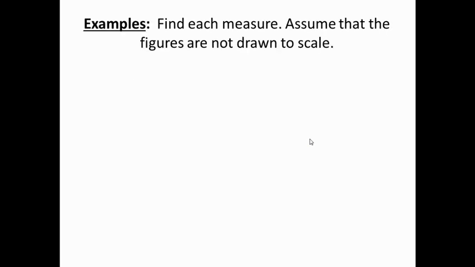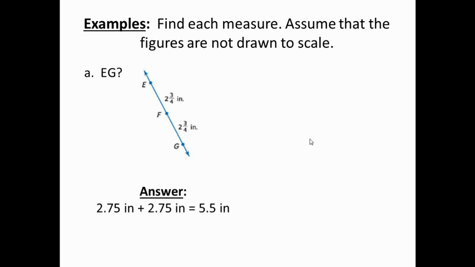Let's do some examples. We're going to find each measure, and assume the figures are not drawn to scale. So here's a figure. You have line segment EG. What does that measure? Well, I'm not a huge fan of mixed numbers, but 3 over 4, if you'll recall, that's 0.75. So it's 2.75 inches. Both segments are that. So just add together 2.75 plus 2.75, you get 5.5 inches.